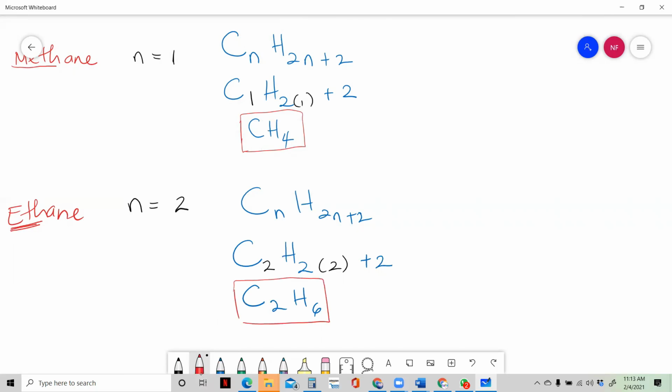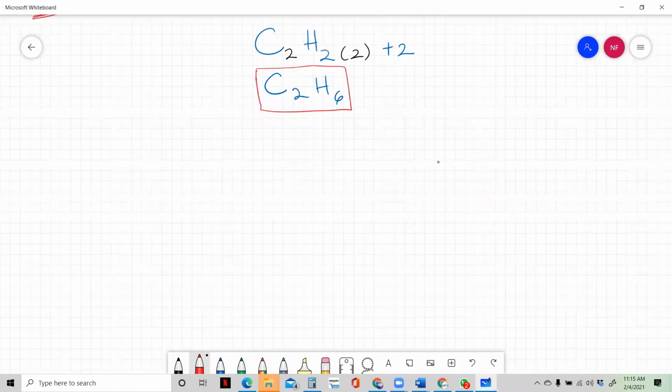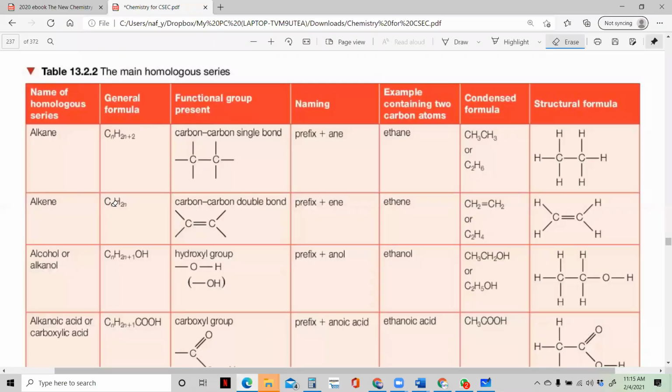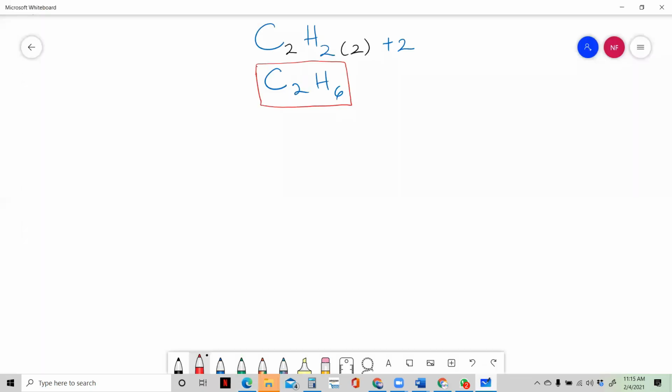Let us now look at alkenes. For alkenes, our general formula is CnH2n, right? I like alkenes. Alkenes are easier because you're just doubling your numbers, right? So let's look at alkenes. CnH2n, that's our general formula, all right?